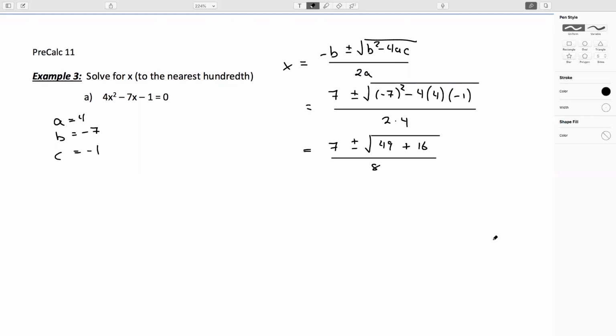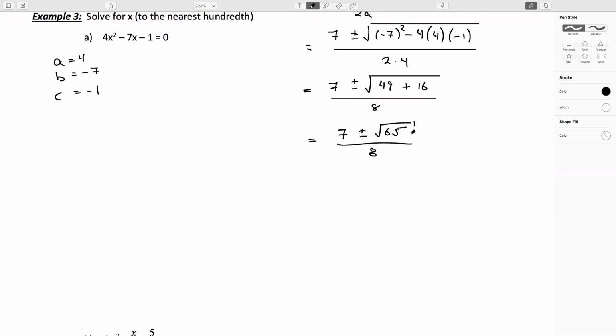Now we can finally join what's in our square root together. We can turn it into 65. So this equals 7 plus or minus root 65 over 8. And now you've got a choice. I often will turn this into a decimal, but you don't have to. You can punch it all into your calculator at once. What you have to do, though, is you have to do 2 separate operations. You have to do the addition and the subtraction.